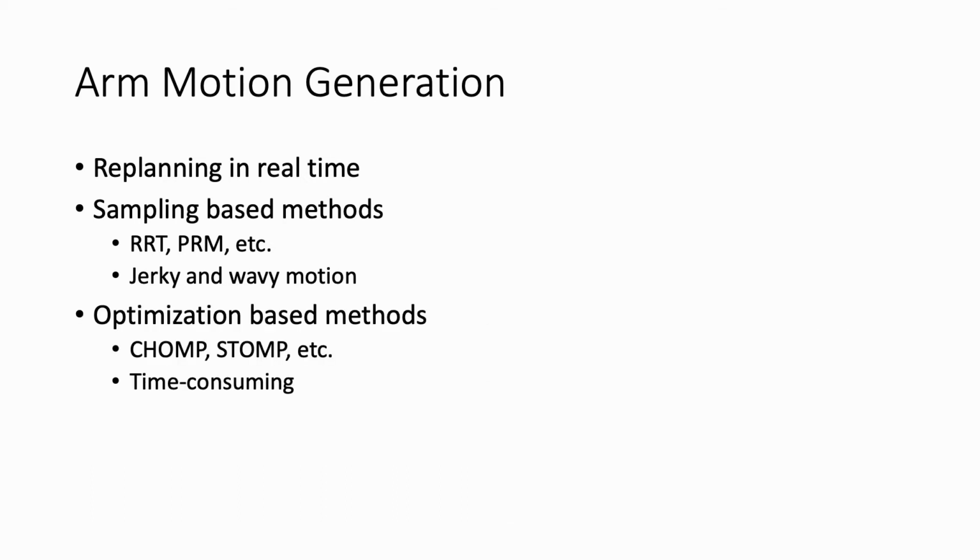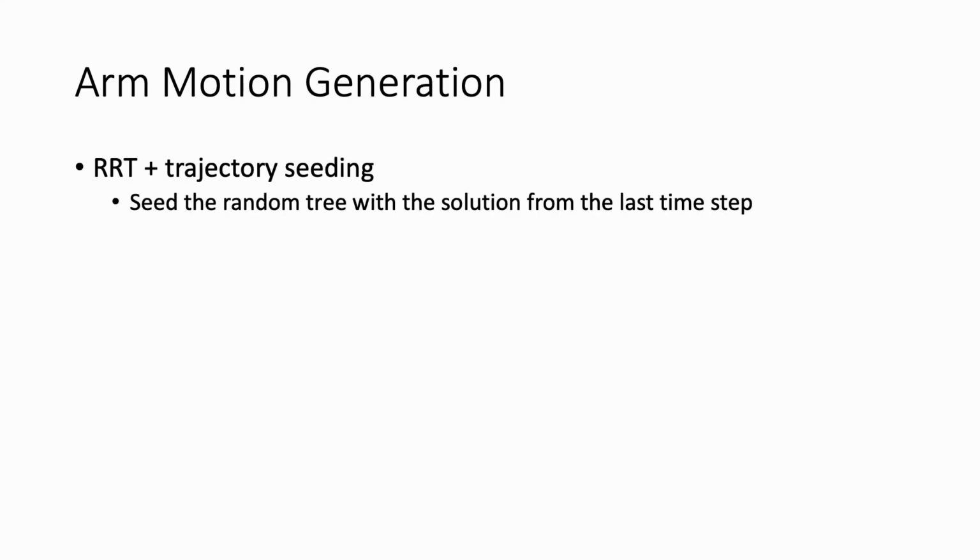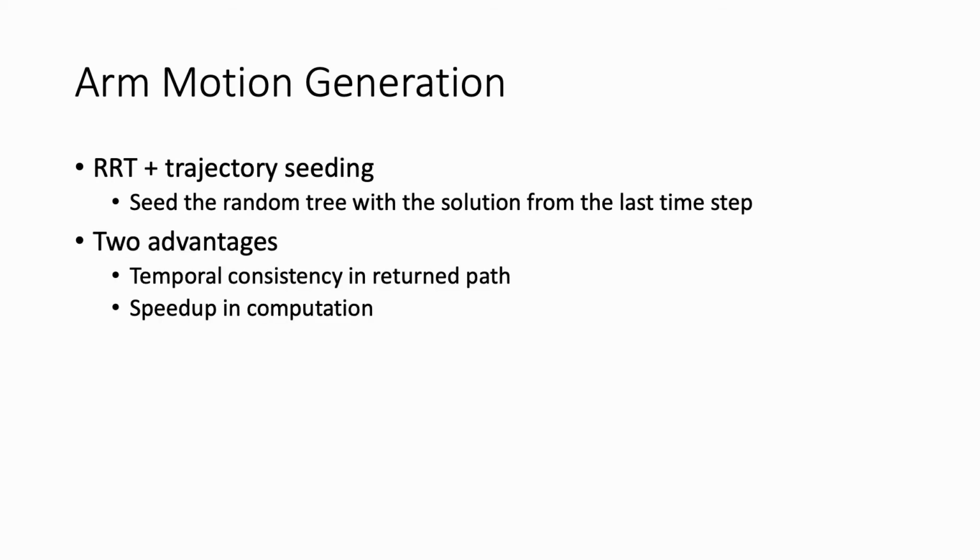The other group of popular methods is optimization-based methods. However, they are also not very suitable in this problem. They tend to provide a more optimal solution, but they are more time-consuming, making replanning in real time very hard. Our arm motion generation combines RRT and trajectory seeding. Specifically, we seed the random tree using the solution from the last time step. This has two advantages. We can achieve temporal consistency in the returned path, and we can achieve a speedup in computation.